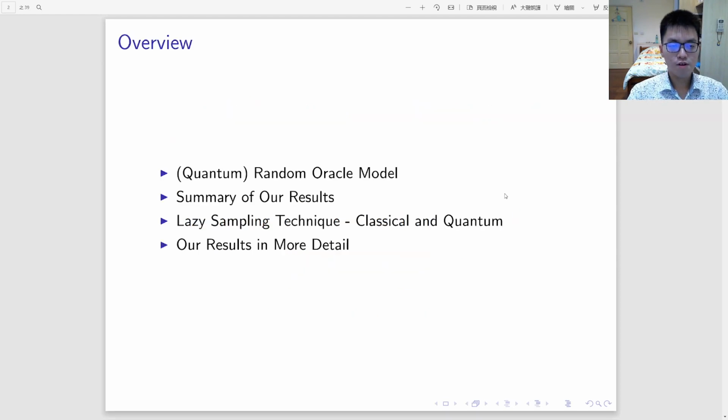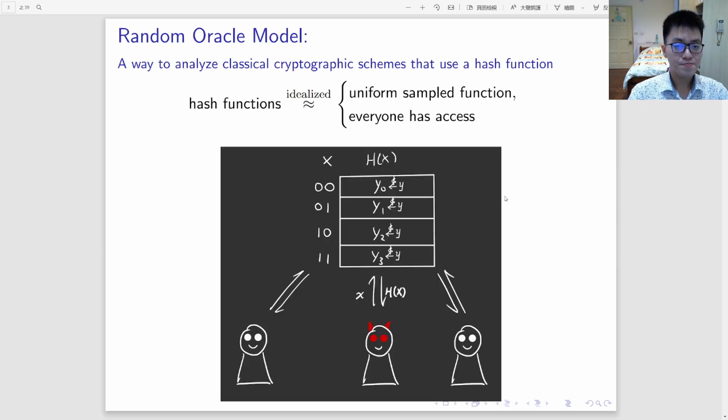Let's first give a brief overview of what we are going to talk about today. First, we are talking about the quantum random oracle model. Then, we give a brief summary of our results. As a commonly used technique, we are talking about lazy sampling in both classical and quantum settings. Finally, we will discuss our results in more detail.